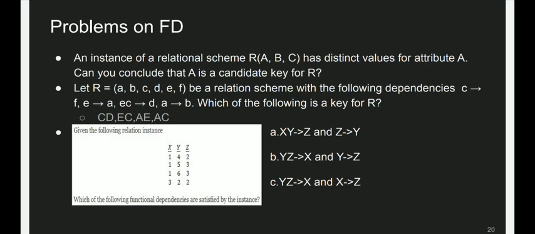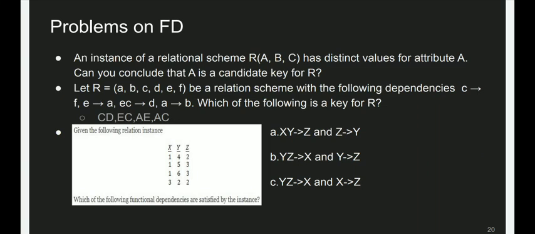If we take CD, every attribute can determine itself, so C can determine C. D cannot determine any attributes, as the functional dependency is not there for D. C can determine F, that's there. Nothing else can it determine. It can determine only C and D.